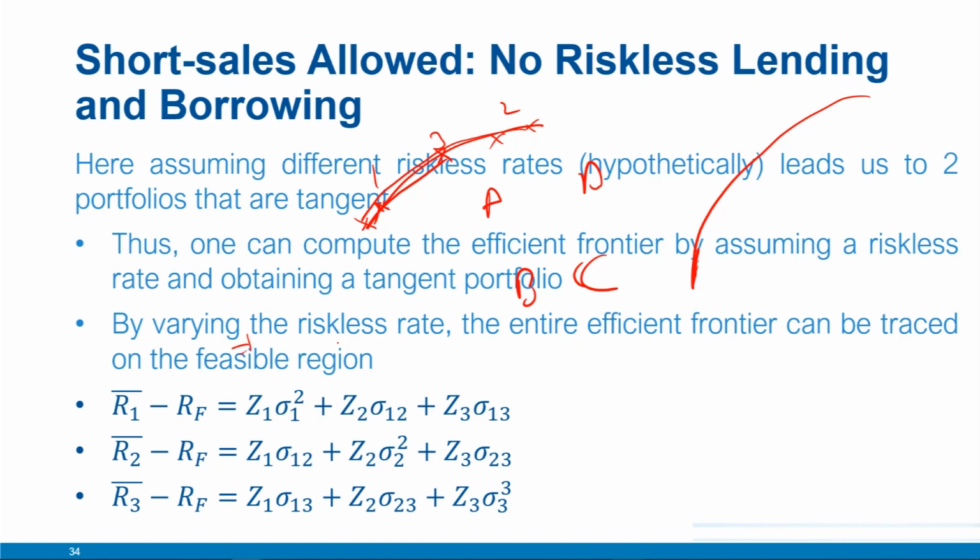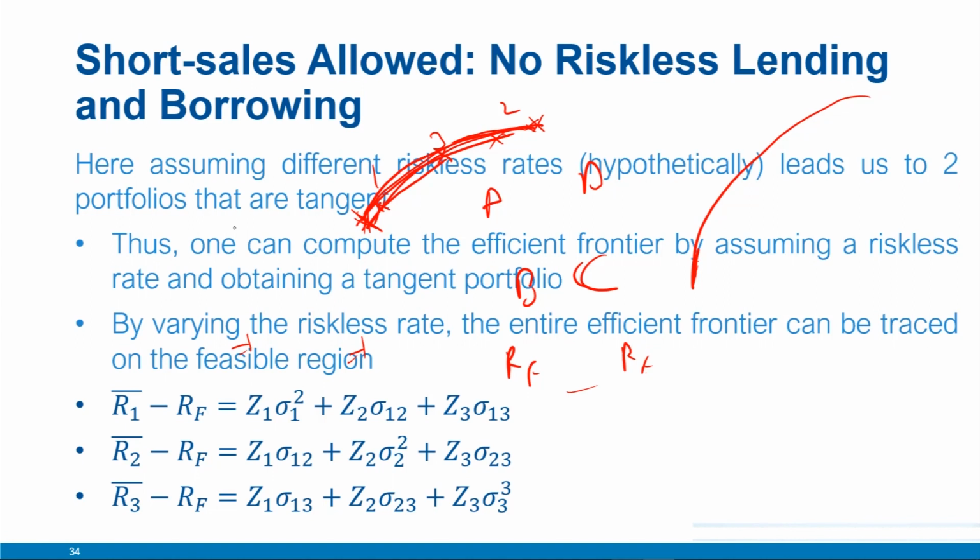Now, once you believe in this, then all you need to do is find two risk-free rates, two RFs. With the help of these two RFs, trace two tangency points on this portfolio. And then once you have those two efficient portfolios, you can mix them in different combinations to identify the entire efficient frontier.